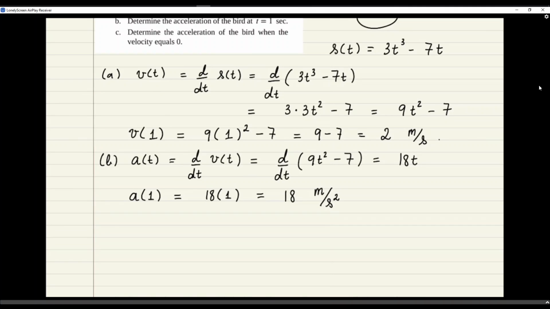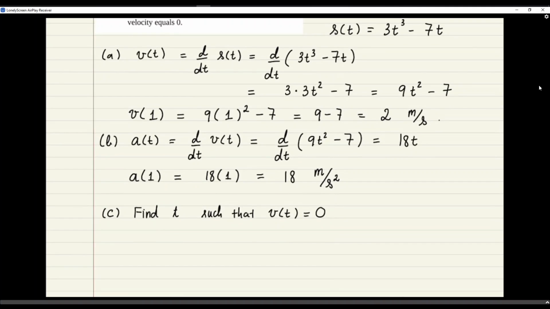So then for part C, we are trying to find the acceleration of the bird when the velocity is equal to 0. So in this case, we don't know the time yet, so we have to solve for the time when velocity equals 0. So we have to find t such that v of t equals 0. And we know that v of t is equal to 9t² minus 7. So we can plug that into the place where v of t is. So we get 9t² minus 7 is equal to 0.